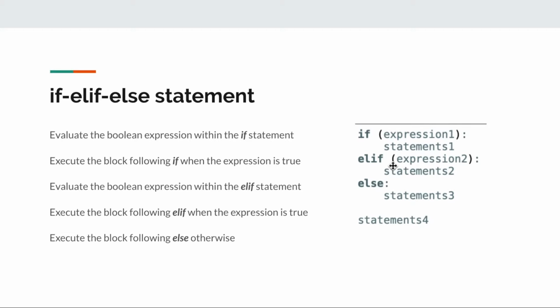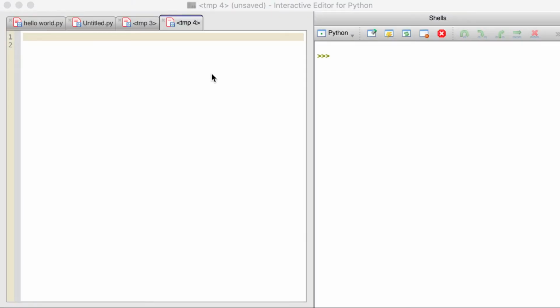So similar to the if and if-else statements, the else part in this is also optional, meaning it can have only if and elifs. So let's take a look at how we can write conditionals in Python.